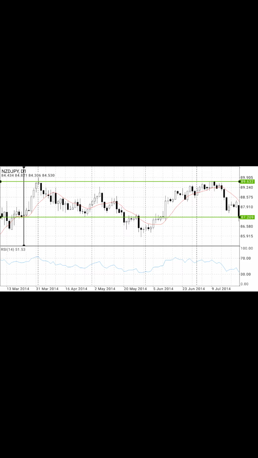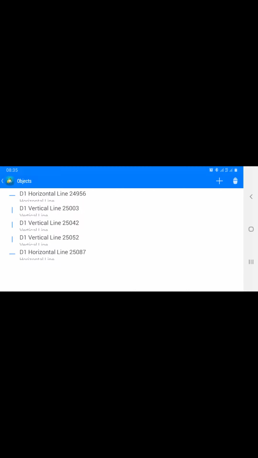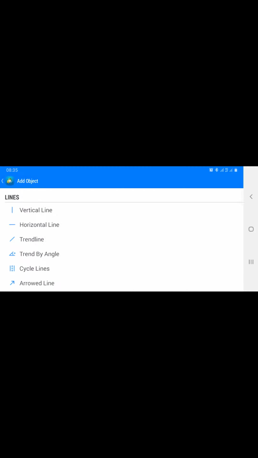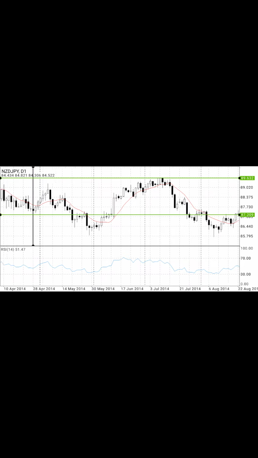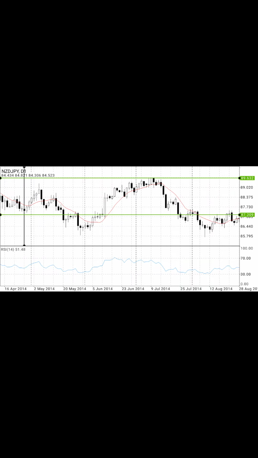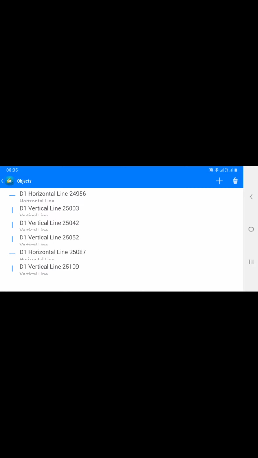So you can see the resistance line, the lower one, was a support for this point here. Let me highlight that. So the resistance leads into support right here. This is on 16th April 2014. Then after that, price went bullish for a while, went bearish and broke below resistance.